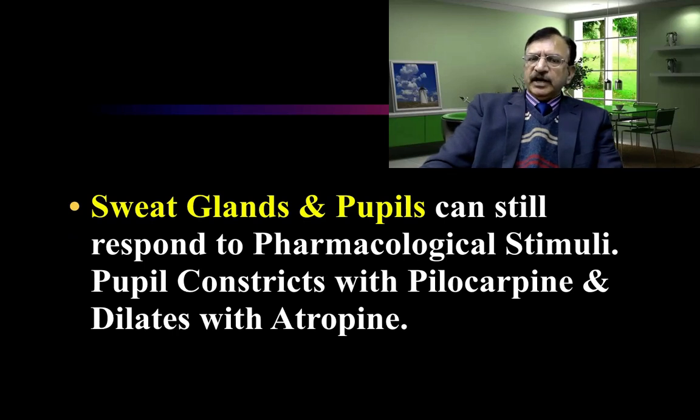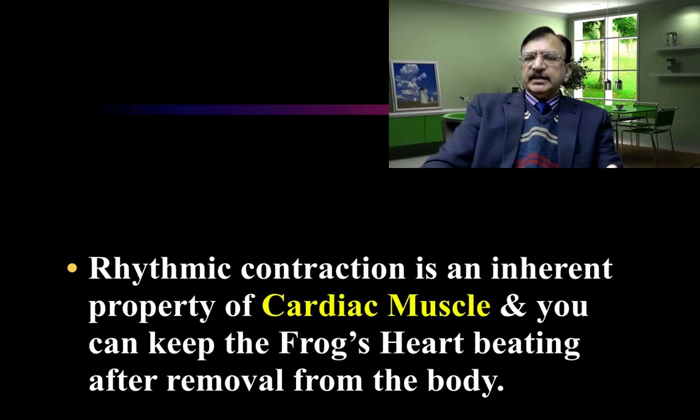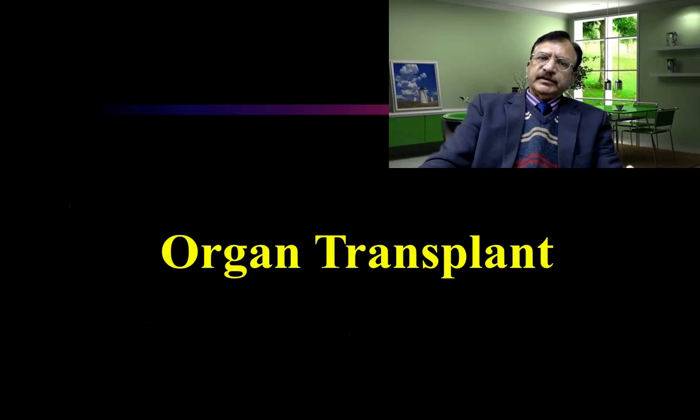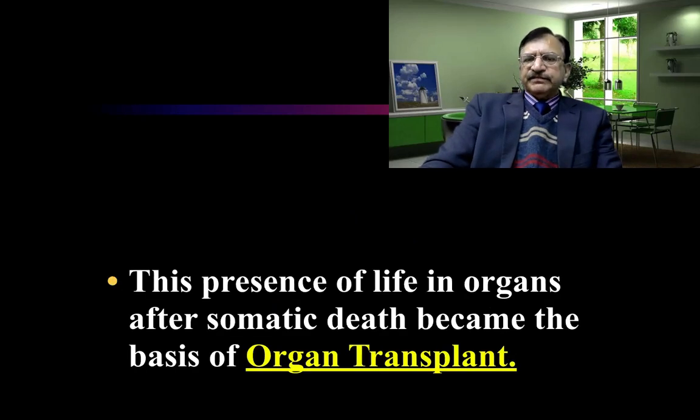The pupil constricts with pilocarpine and dilates with atropine. Rhythmic contraction is an inherent property of the cardiac muscle, so you can keep a frog's heart beating after removal from the body. Now this is the basis of organ transplantation: we first have to establish the clinical death, that is, the somatic death. After that, we can take the organs while they are still alive for transplantation. So this presence of life in the organs after somatic death became the basis of organ transplantation.